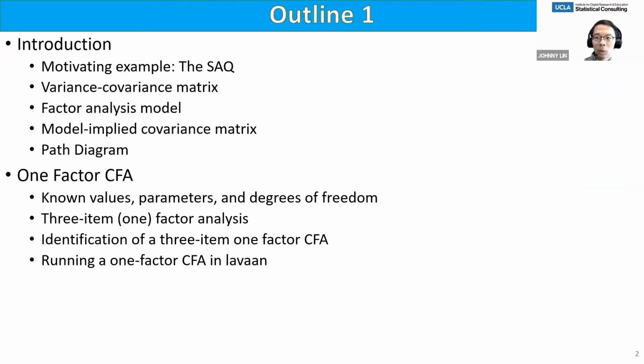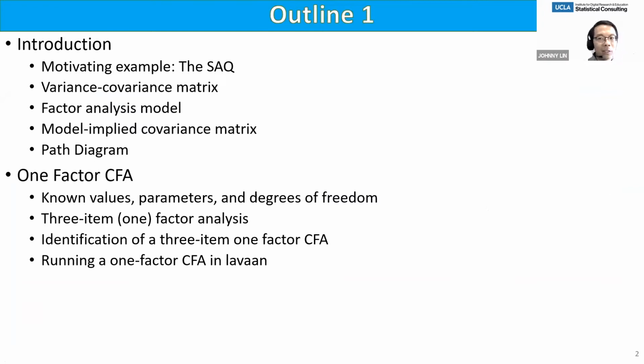So here's an outline of what we're going to be talking about. The previous feedback I've got from other seminars is to try to keep it concise. So we're going to focus on very specific topics that are going to help you run your analysis in lavaan. We're not going to go over every advanced topic in CFA. That's beyond the scope of this seminar.